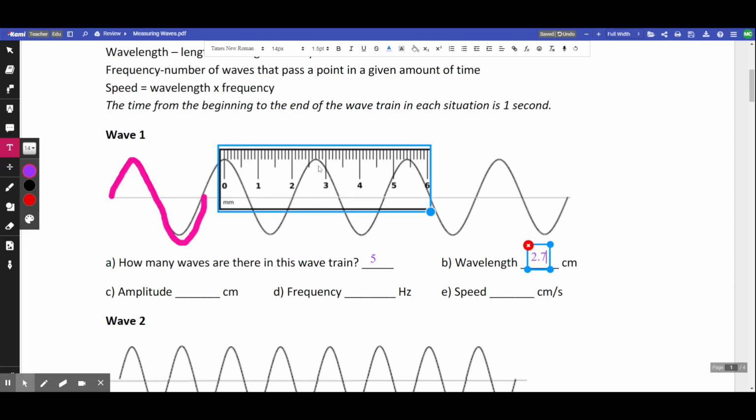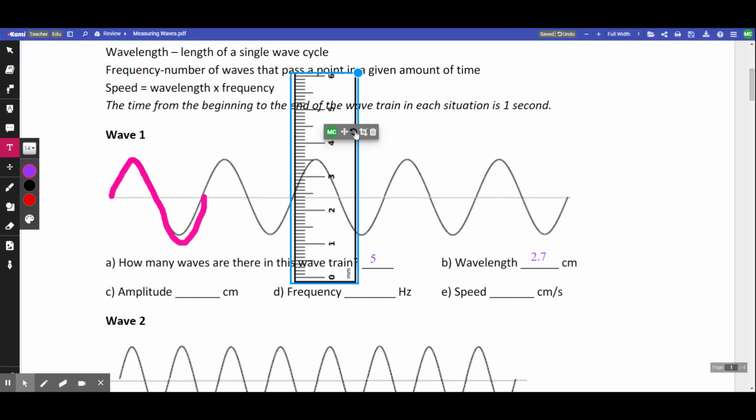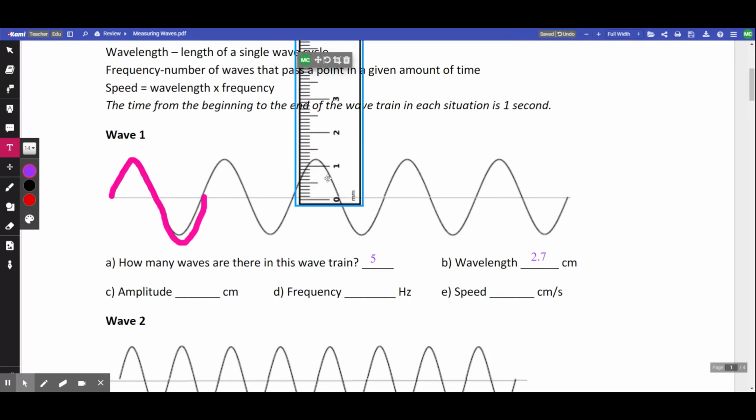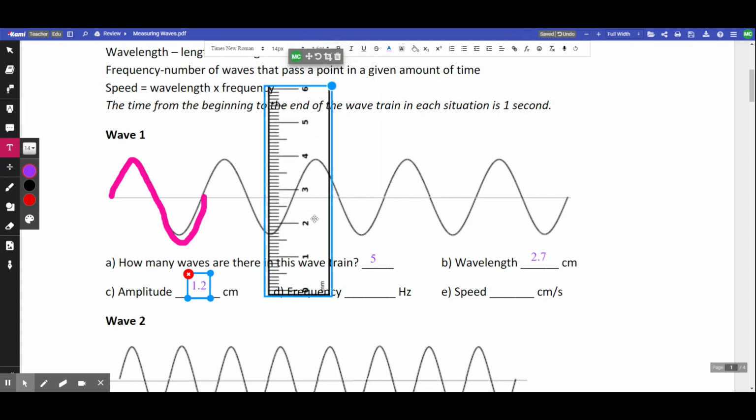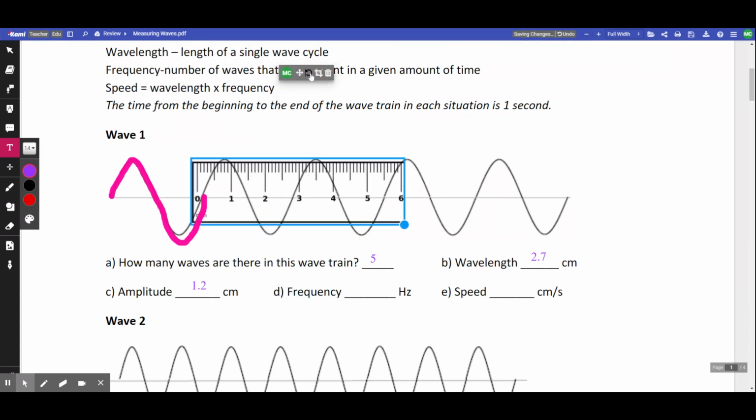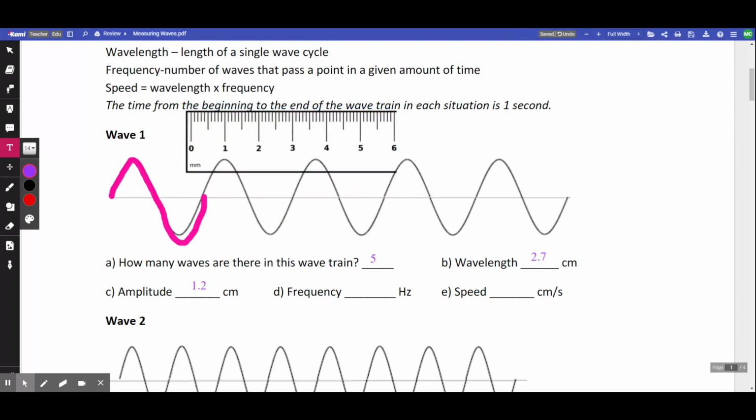To calculate the amplitude, I need to rotate my ruler 90 degrees. So I hit this little arrow rotate button. And that's going to flip it 90 degrees. So now I can move it and put the 0 on the rest position. And I see the amplitude is about 1.2. Okay. I want to make sure I get this back to where it needs to be, so I just hit the rotate button 3 more times. So it's now right side up.